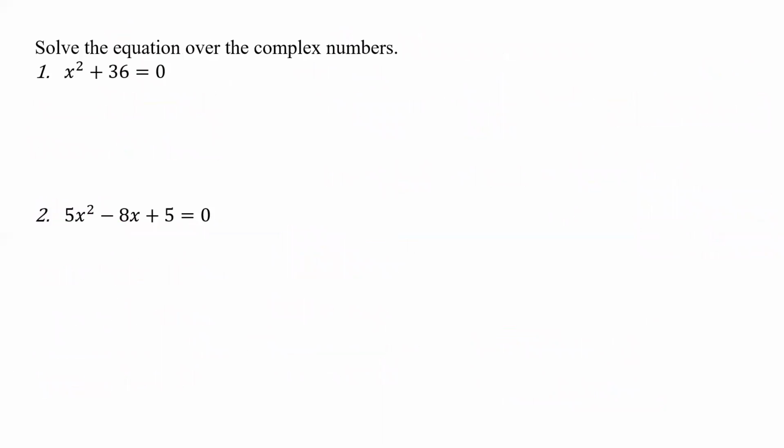All right. Now we're supposed to solve the equations over the complex numbers. So that first one we can do two ways. We could subtract 36 from both sides, and do it like we did the first time, except the first time it was set up a different way. So we could subtract 36, and we could say x squared equals negative 36.